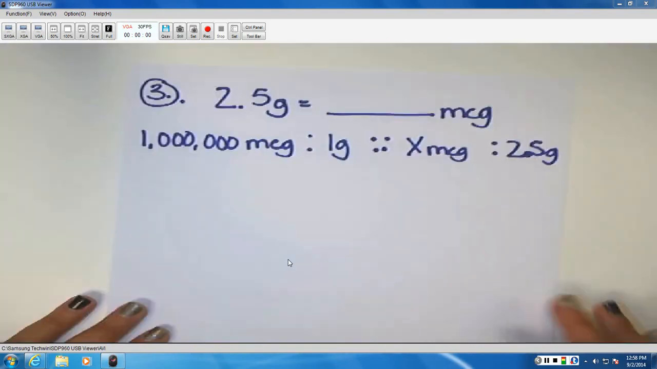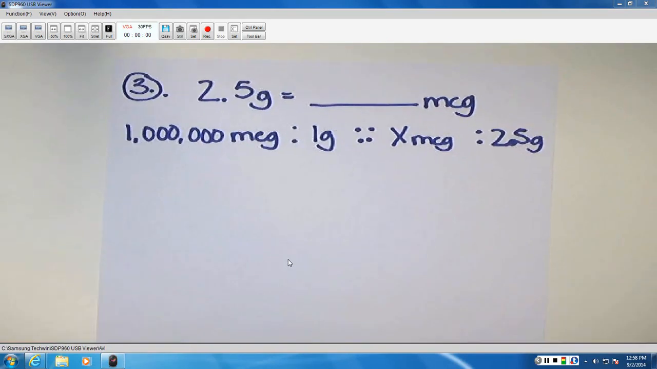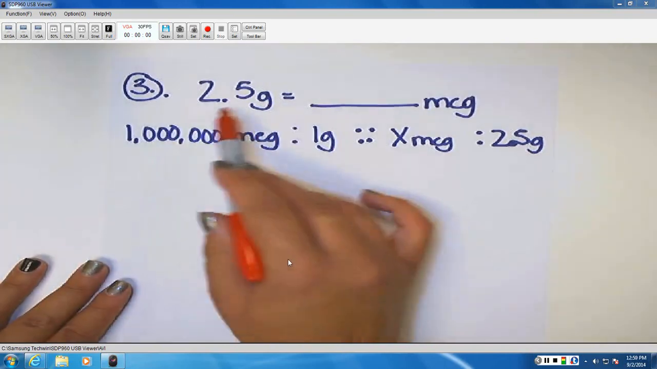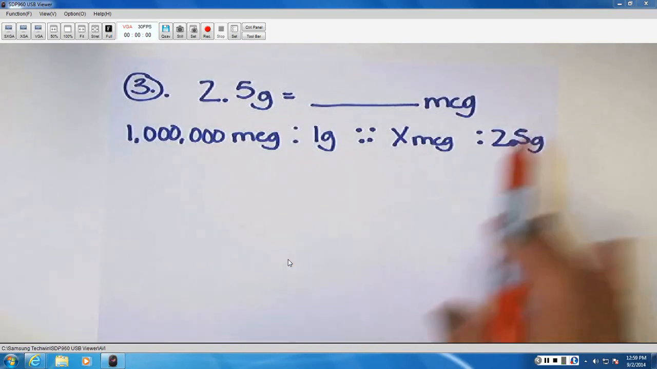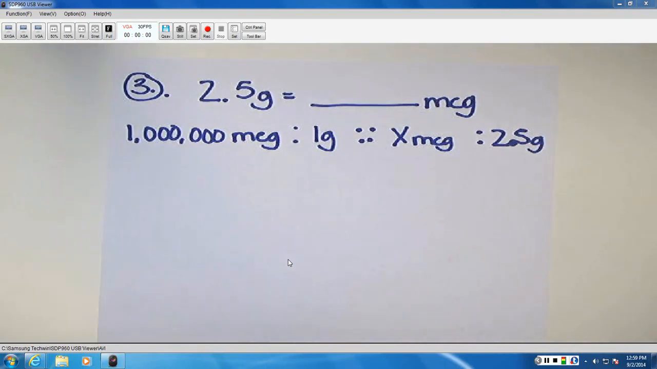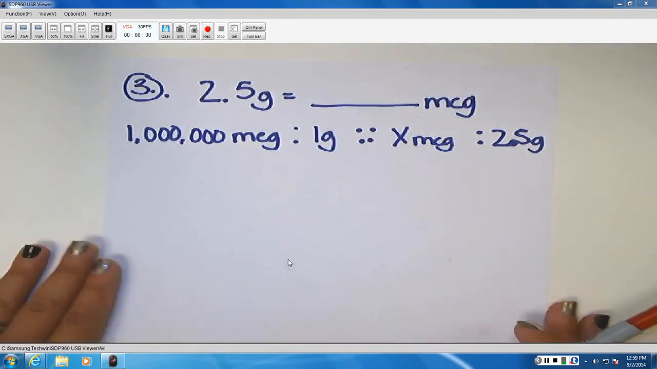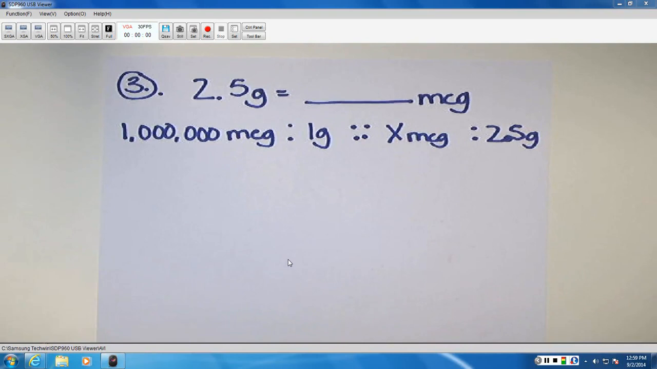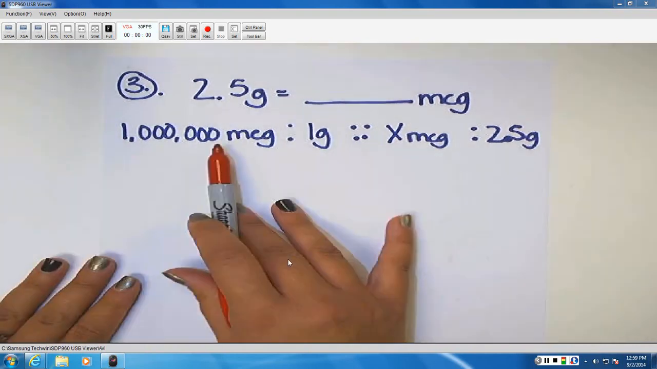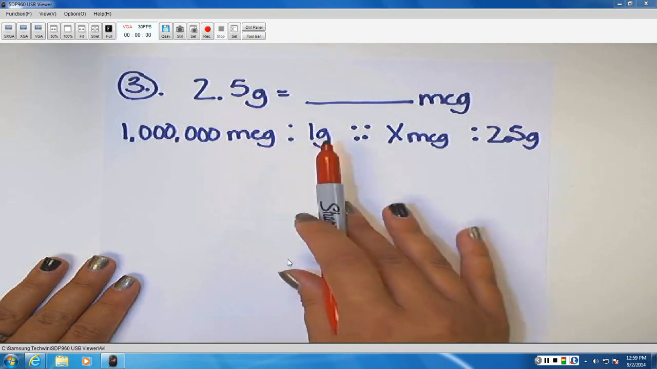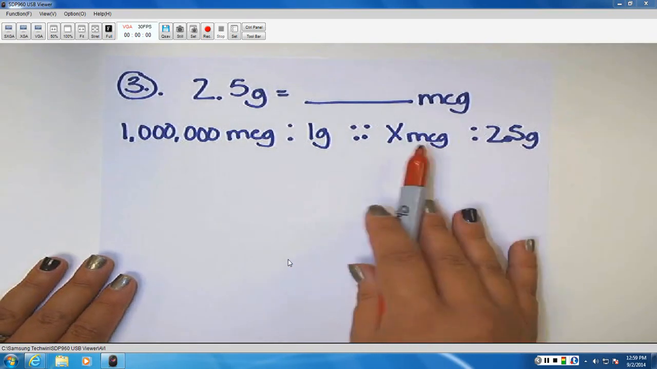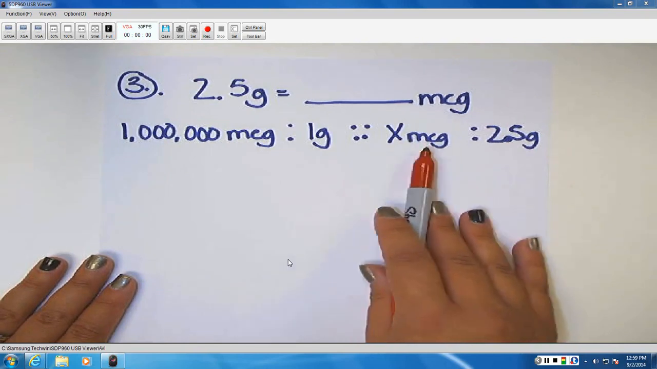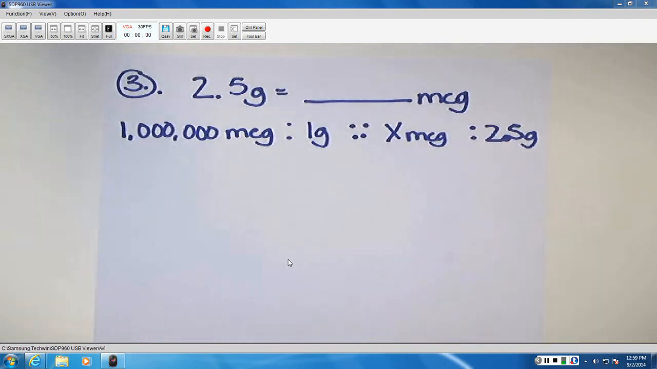Now we'll move on. We'll do number 3 on that worksheet in Chapter 6. And this one is 2.5 grams equals how many micrograms? So again, I went to my little conversion guide, or the book's conversion guide, and I know that the equivalence between grams and micrograms is 1 million. So 1 million micrograms equals 1 gram. And on the other side of the proportion, I'm trying to solve for micrograms. So x equals 2.5 grams. So that's how I've set it up.